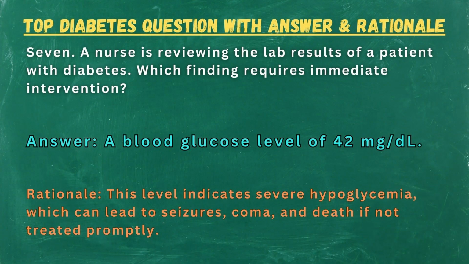7. A nurse is reviewing the lab results of a patient with diabetes. Which finding requires immediate intervention? Answer. A blood glucose level of 42 milligrams per deciliter. Rationale. This level indicates severe hypoglycemia, which can lead to seizures, coma, and death if not treated promptly.